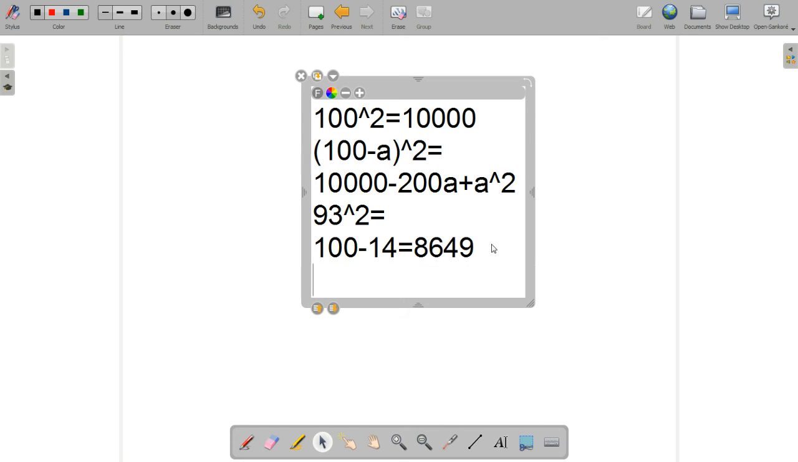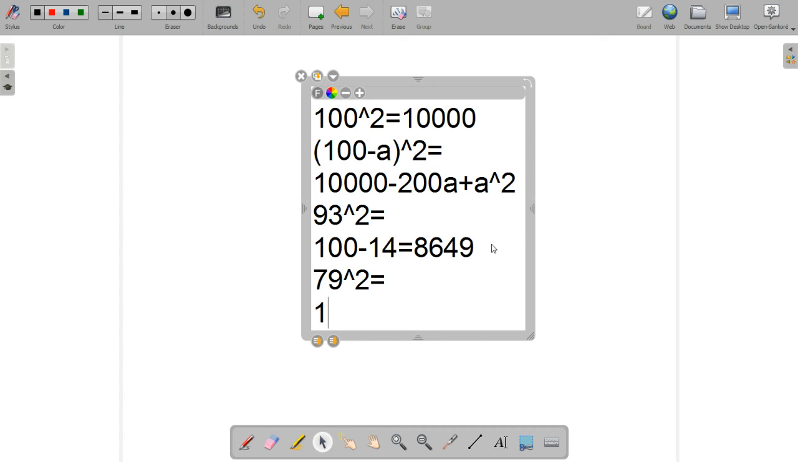So now let's go a little lower. 79. Okay. So it's actually 21 away. So it's going to be 100 minus 42. What does that equal? Oh, 58. And then 21 squared. Hopefully you remember it's 441. Carry the 4. Have 62. Oh, it's almost like magic.